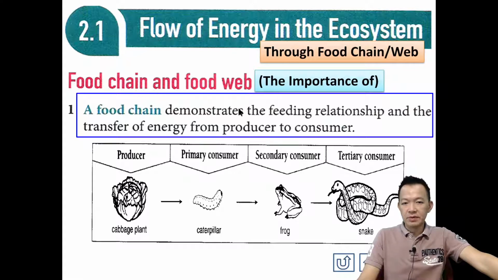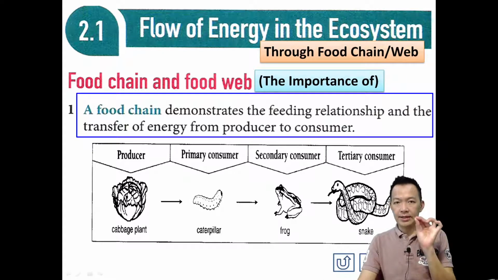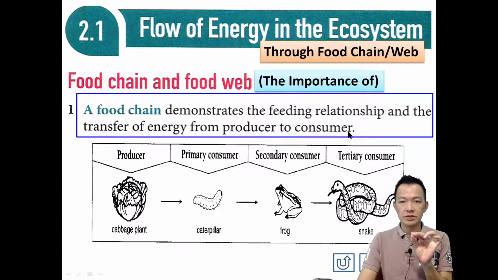Food chains demonstrate the feeding relationship and the transfer of energy from producer to consumer. 食物链显示出，okay, 生物之间吃东西的关系。And also the transfer of energy from producer to consumer. 它也让你看到能量在我们的生态里面流动。From producer to consumer. 从出产者慢慢的流去消费者。Okay, so now we go to the page number 2 in detail.